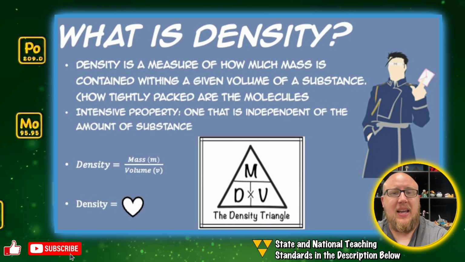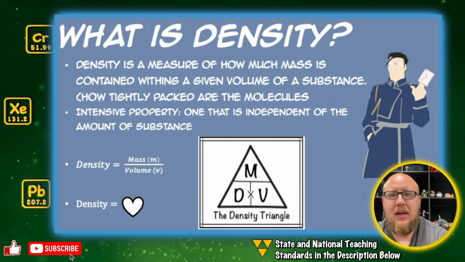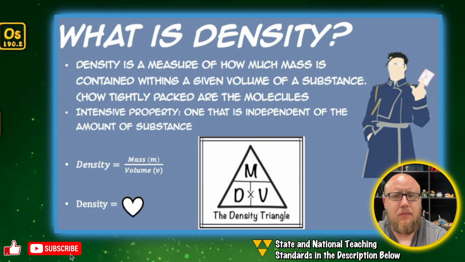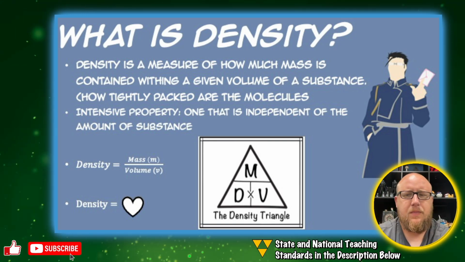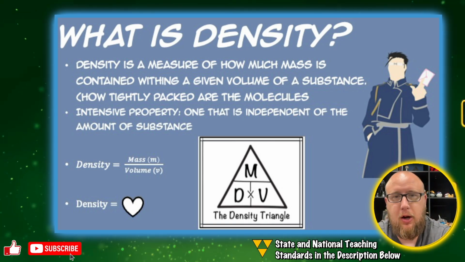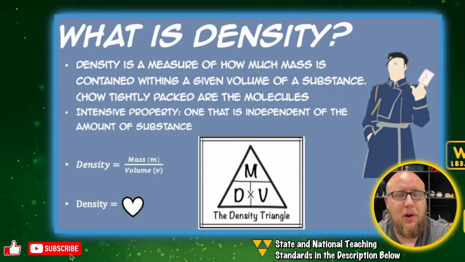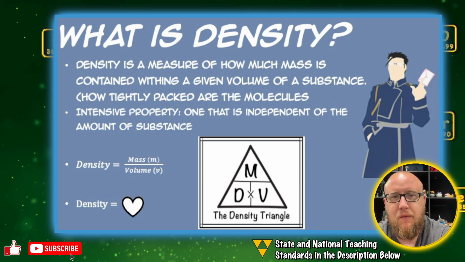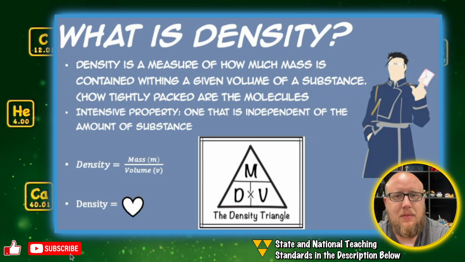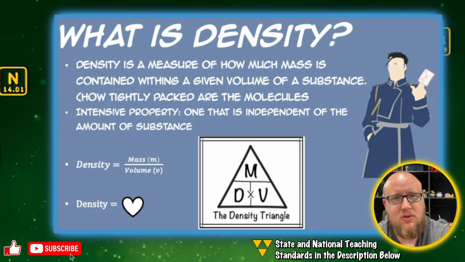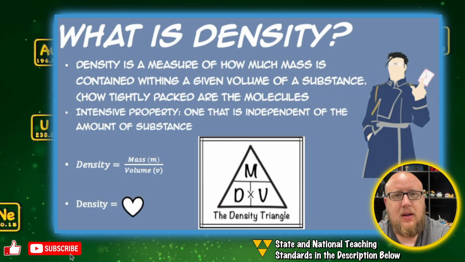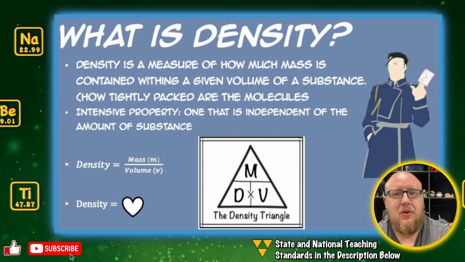Density is an intensive property, meaning that it is independent of the amount of substance. So what does that mean? Think about it this way. If I have a cube of copper, whether it's a 1 pound cube of copper or a 250 pound cube of copper, that is still going to have the same density. The mass might change, but the overall density is going to be the same. And so that's what we mean by an intensive property.